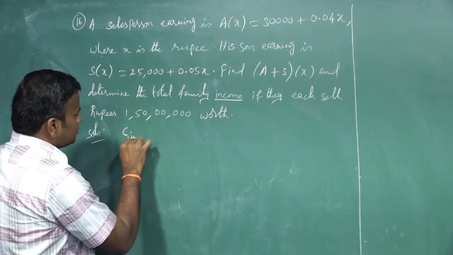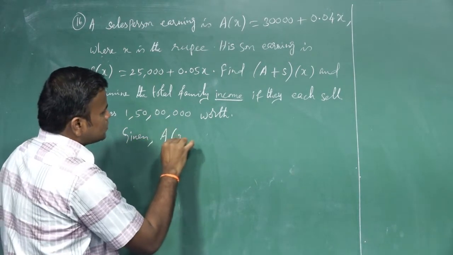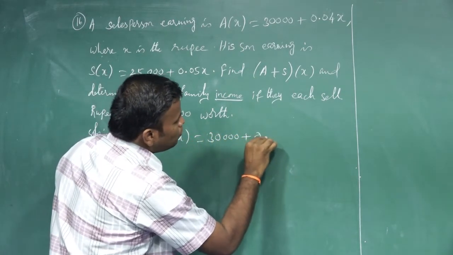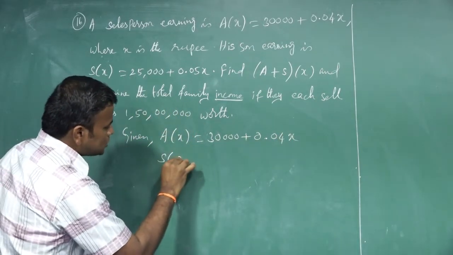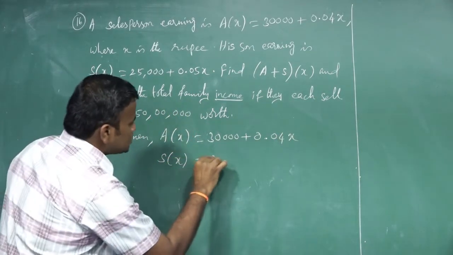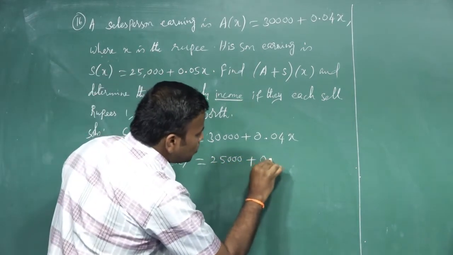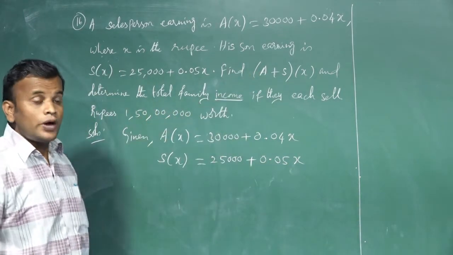First of all, there will be two values given: A of x is 30,000 plus 0.04 x, and whose son S of x is 25,000 plus 0.05 x. First we find A plus S of x.